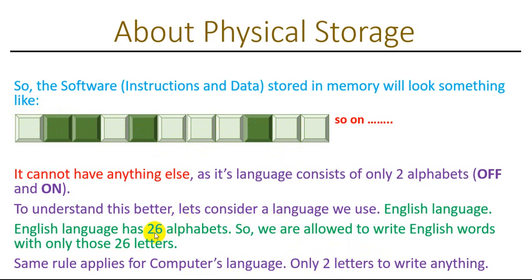If it is English, it supports 26 letters, and you use those 26 letters to write your words. In computer language, you have only two letters, off and on, so you use those to write the words of the computer language. When data and instructions are stored in the computer's memory, using only these two letters, all those words are formed and written. So when you look at the memory, it will look like this: off and on and off and on, in a combination of these. This is just an example.